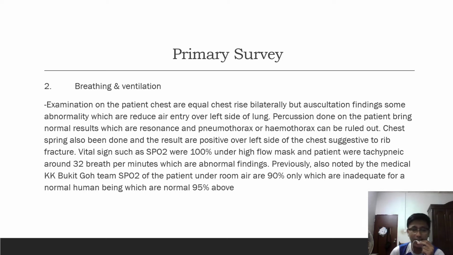Vital signs such as SpO2 were 100% under high flow mask, and the patient was tachypneic at around 52 breaths per minute, which is an abnormal finding. Previously also noted by the medical team at KK Bukit Goh, SpO2 of the patient under room air was only 90%, which is inadequate for a normal human being, as a normal reading of SpO2 must be above 95%.